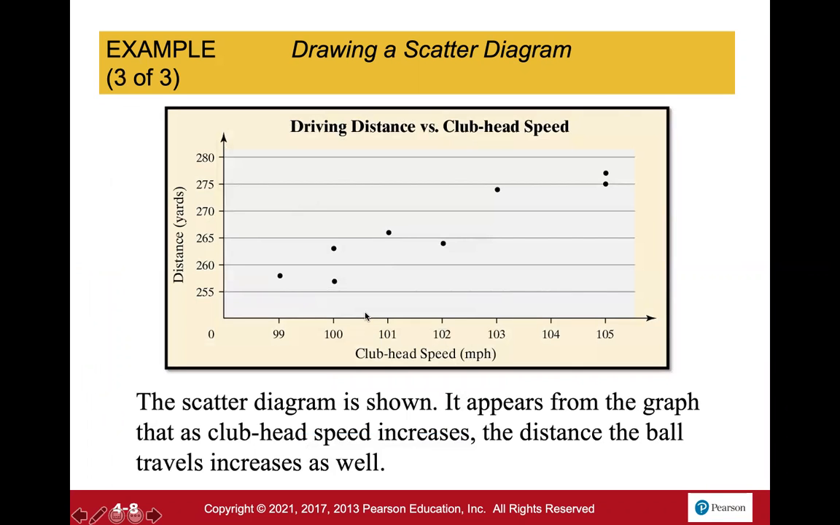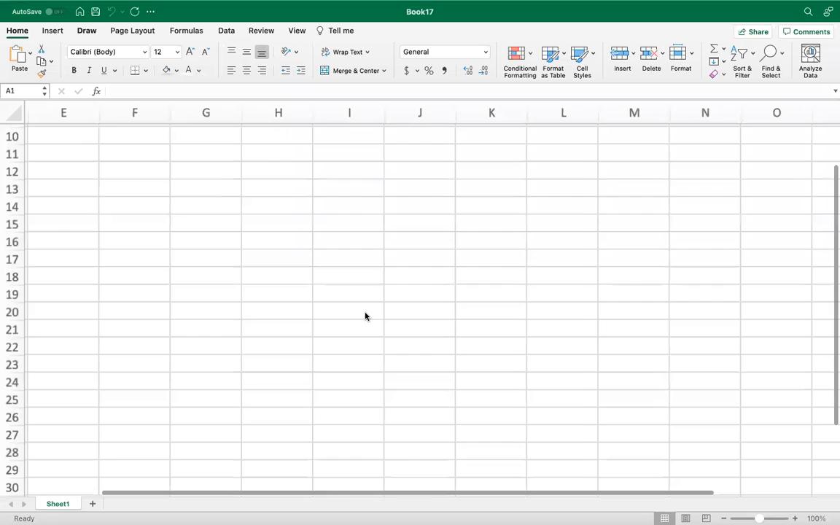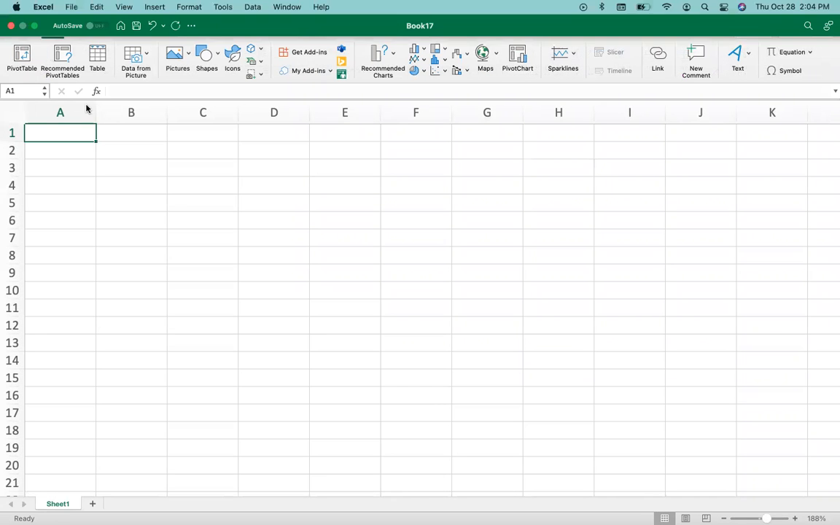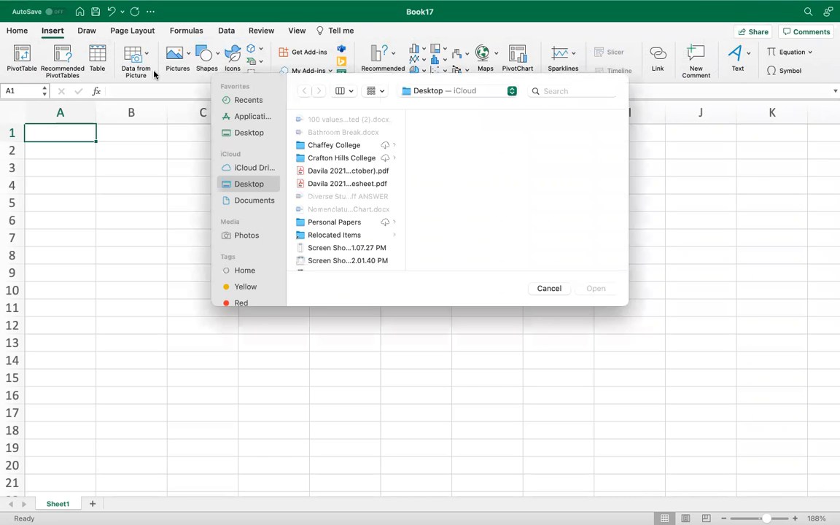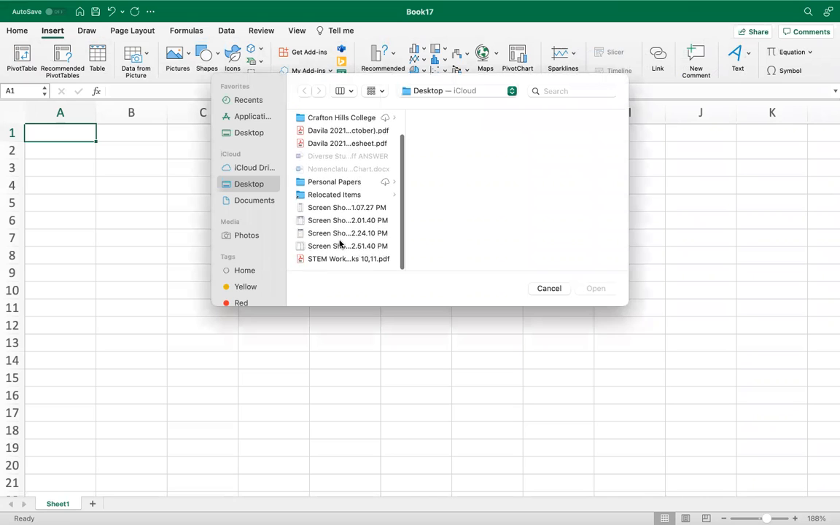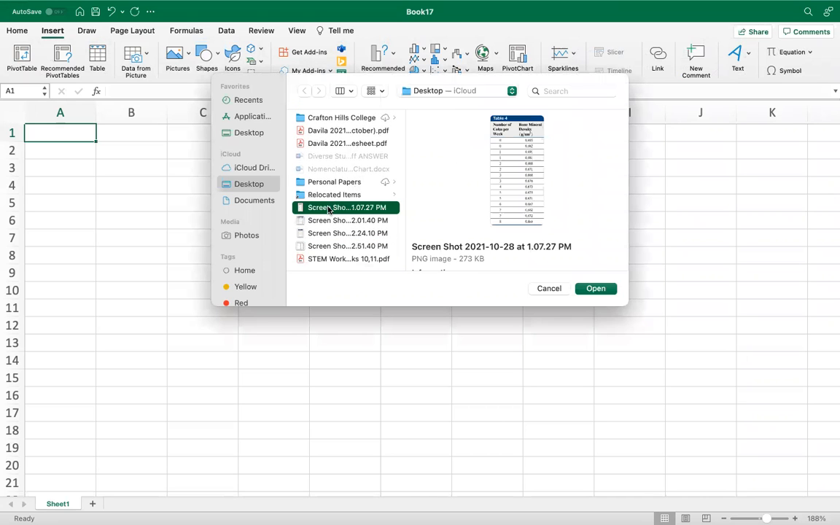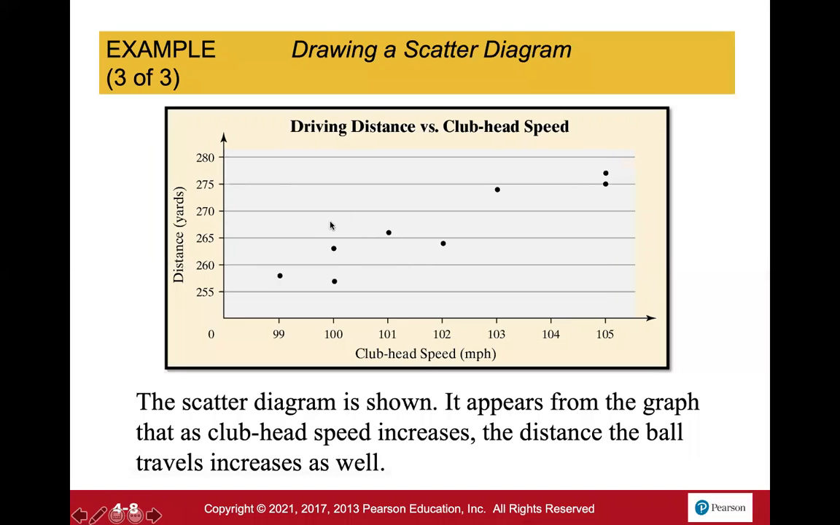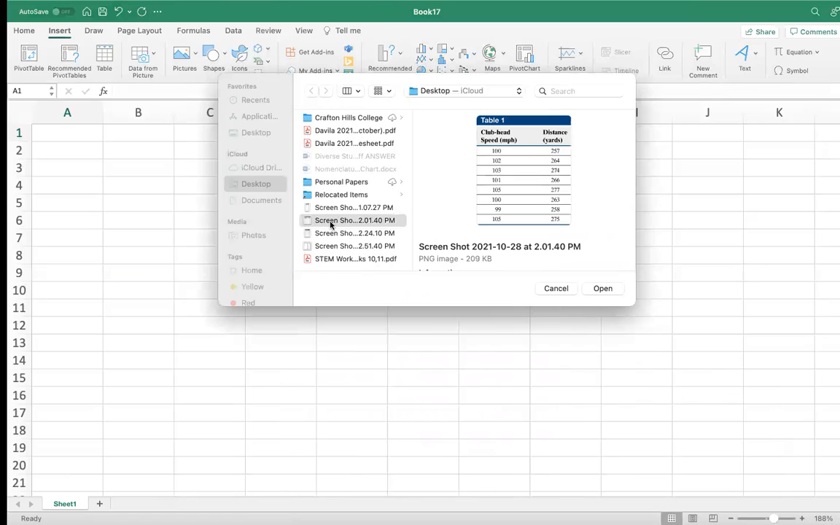But since we're experts at this already, let's go ahead and bring it to Excel so that Excel could do the work for us. So insert, data from the table, from a file. Is it this one? Which one was it? Club head speed, miles per hour. Looks like it's this one.